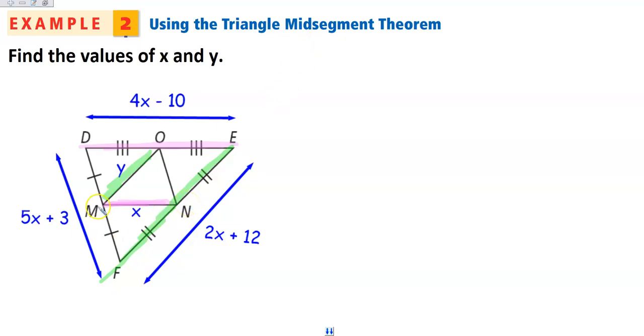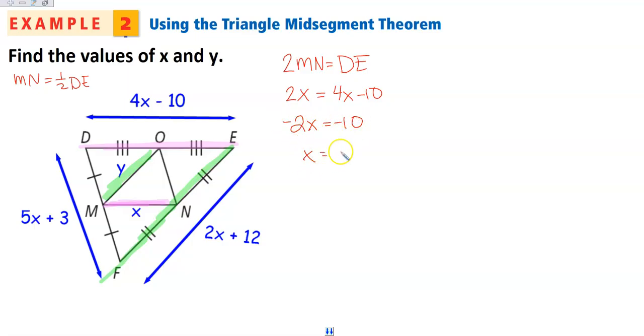Again, I like to double my midsegment, so I'm going to do 2 times my midsegment, which is MN, equal to the side length across from it. Again, you're welcome to do that MN is half of DE. They are the same thing. When I plug in what I know here, I get 2x is equal to 4x minus 10. Subtract 4x from both sides, I get negative 2x equals negative 10. I divide both sides by negative 2, and I get x is 5.